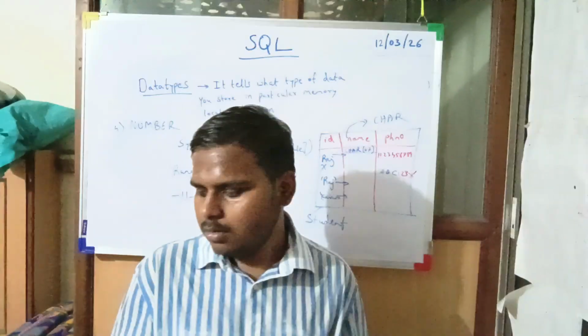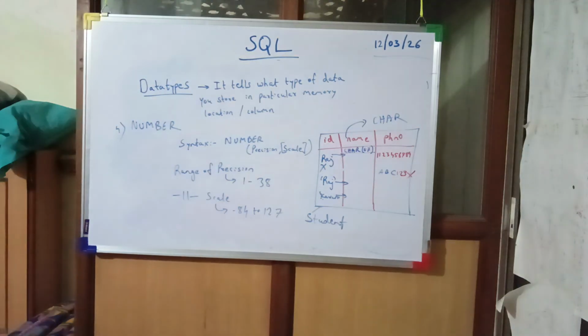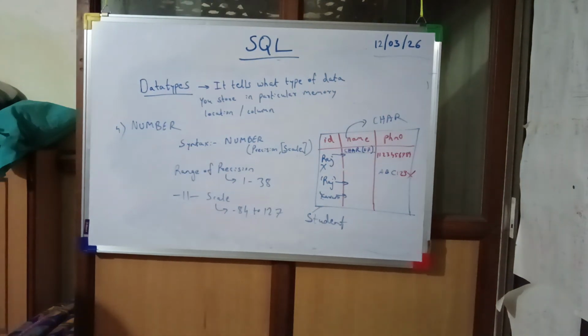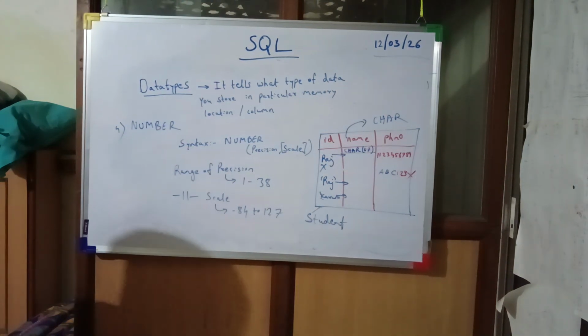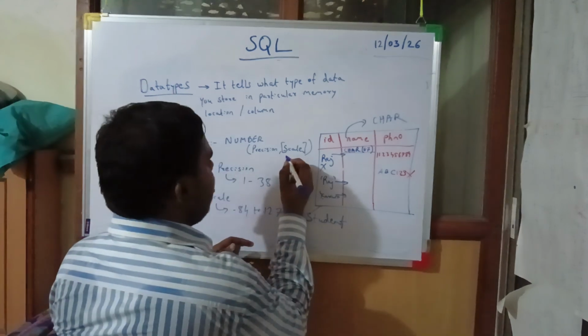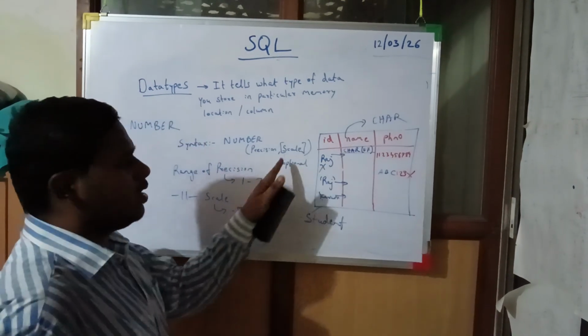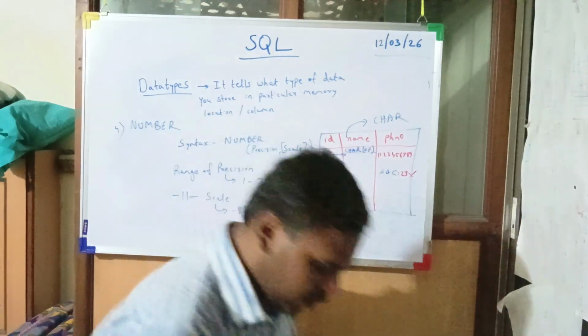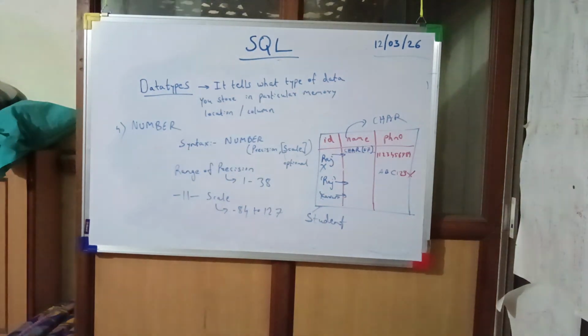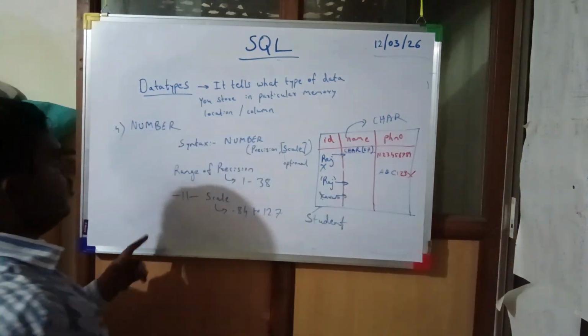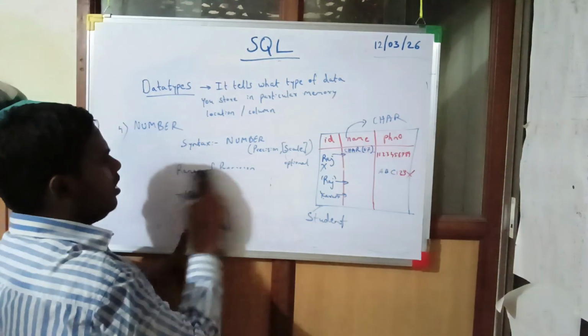Now, why did I mention the square bracket? Square bracket means optional. So from now on, whenever I put square brackets in the syntax, that means it's not compulsory. Whenever required, then you can write it. Now let's see an example.